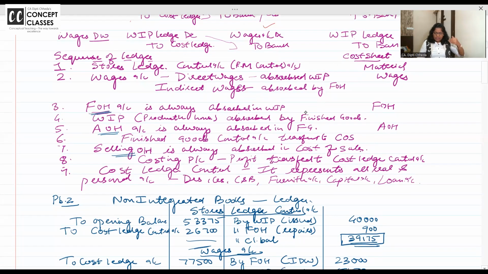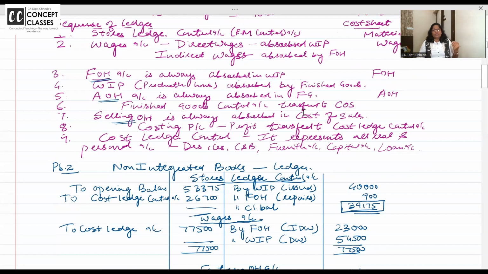After stores ledger, we will make wages account. On the debit side, you will get wages account debit to GLA, whatever wages you have paid. In that, suppose I have paid 50,000 wages. In that, direct wages are absorbed in work in progress. Direct wages means labor who's working directly in the production. Indirect wages, supervisor ki salary, accountant ki salary, this is absorbed in the factory overhead.